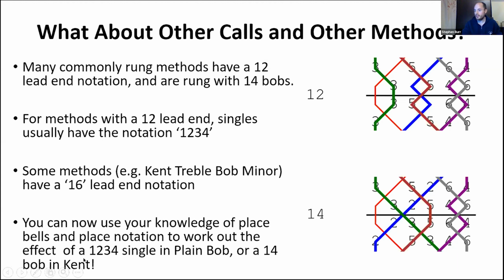Or you could take Kent Treble Bob Minor, which has the 1, 6 lead end notation, and you can apply a 1, 4 bob to that method, and again see what happens, and see if you can work out for yourself exactly what goes on. This is a topic that maybe will be discussed in more detail in another talk, but for the time being, that's probably enough on that.